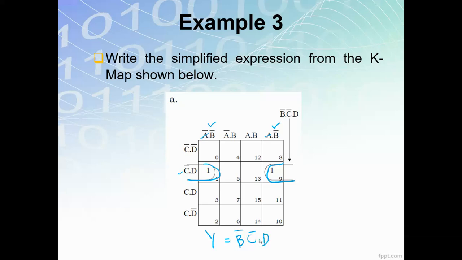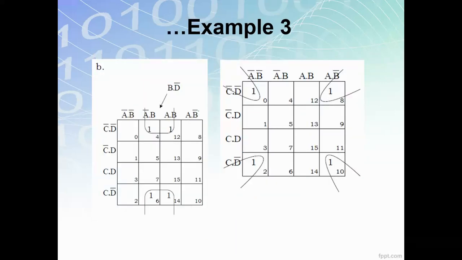Okay, if two can wrap, can four also wrap left and right? Yes, four can wrap left and right, top and bottom, or left and right. The example here is the top and bottom of the ones, which we combine with each other. When you write the expression, it is A bar dot B and A dot B, and this involves C bar dot D bar and C bar dot D. So A bar and A will be eliminated, and C bar and C will be eliminated. Therefore the expression of this loop is B bar dot D bar.